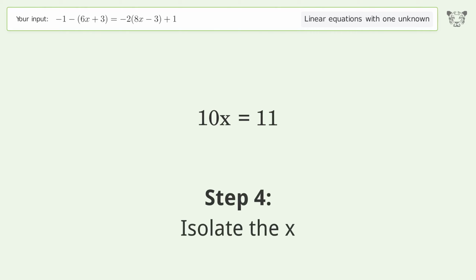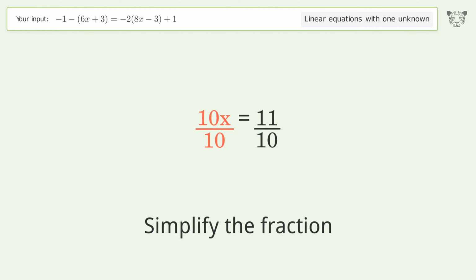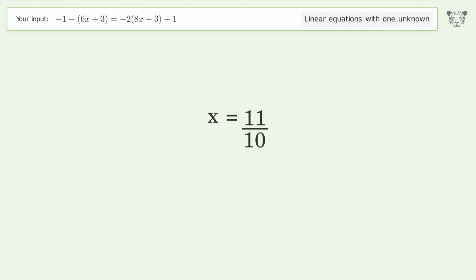Isolate the x. Divide both sides by 10. Simplify the fraction. And so the final result is x equals 11/10.